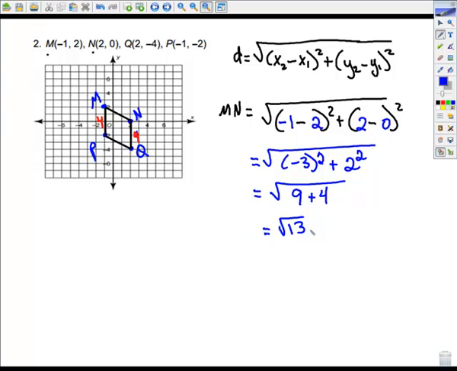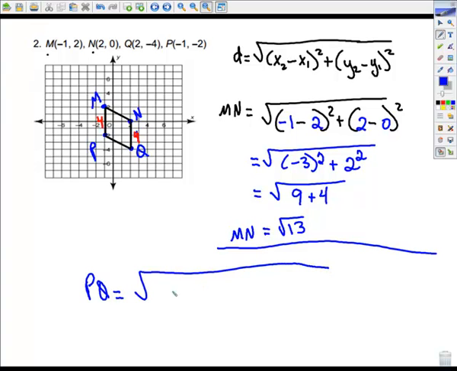Right now I'm just going to leave it as that irrational number, square root of 13, because they're not asking me what is the actual distance here. I just want to know, is it the same as PQ? So I will figure out the distance from P to Q and see if it's the same. So again, I'll set up my template.